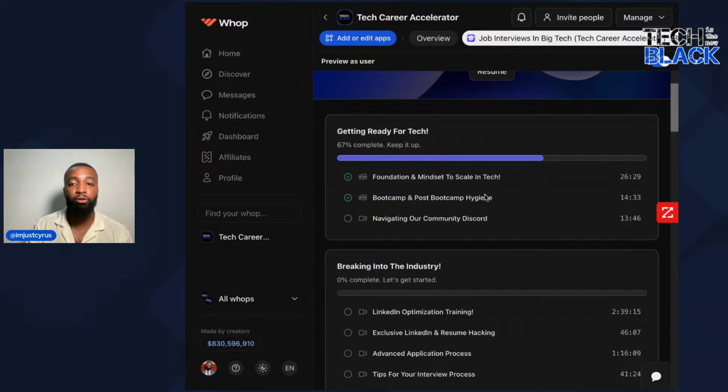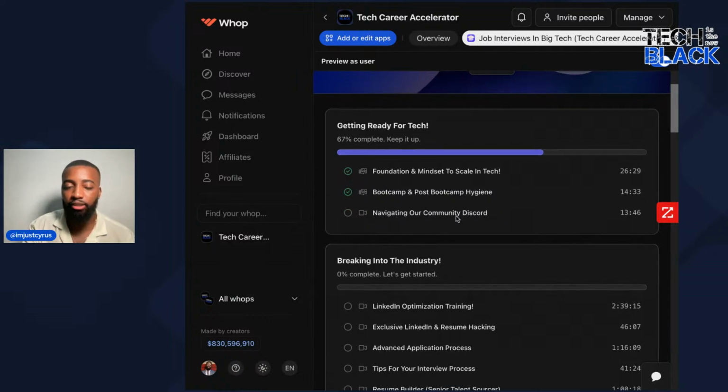You have the boot camp and post boot camp hygiene. What to do before you start the boot camp, which at this point you would be in, but at least it's still at the beginning. So what to do before the boot camp, during the boot camp, after the boot camp, hygiene. And I'll break down what I mean by hygiene. And I'm not talking literally like your hygiene, like you stink, because it's virtual. So I don't know what y'all be smelling like.